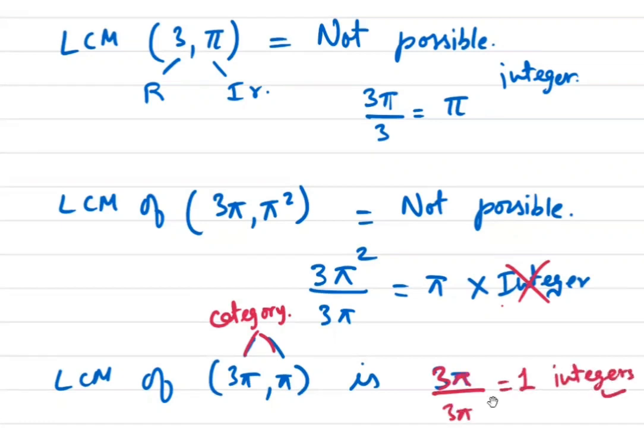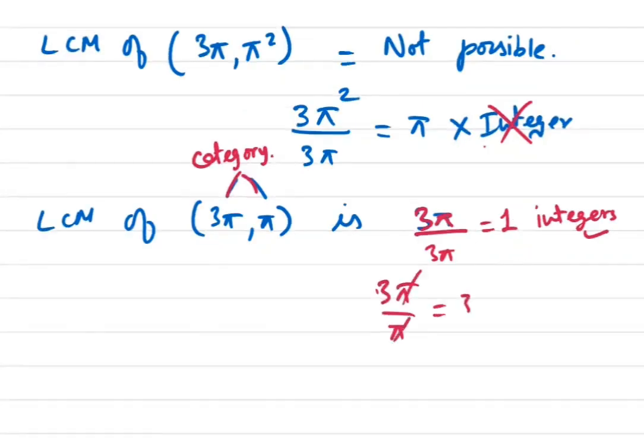Now if we consider the LCM as 3 pi, and I divide 3 pi by pi, pi and pi cancel out, we get 3. So 3 is again an integer. Therefore, the LCM of 3 pi and pi is 3 pi. So you have to be very careful with the numbers given to you. Make sure that both the numbers belong to the same category.